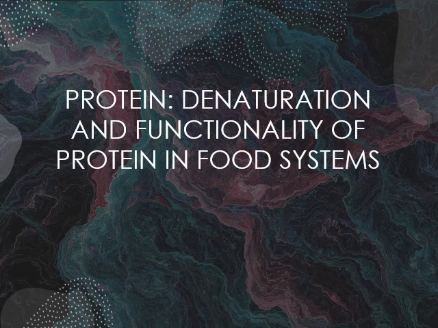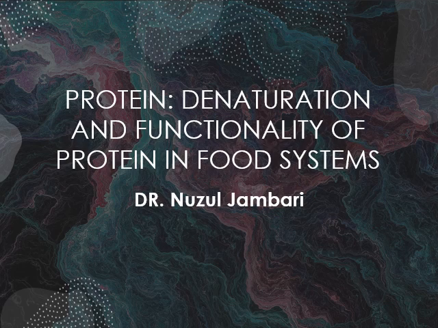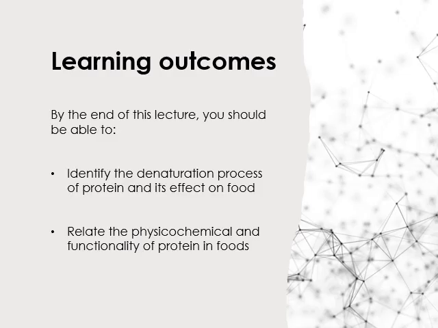Right, so in the second part of proteins, we're going to look at how protein can be denatured and how it's going to affect the functionality of protein in food system. Hopefully by the end of this lecture, you should be able to identify the denaturation process of protein and its effect on food, and relate the physicochemical properties and functionality of proteins in food.